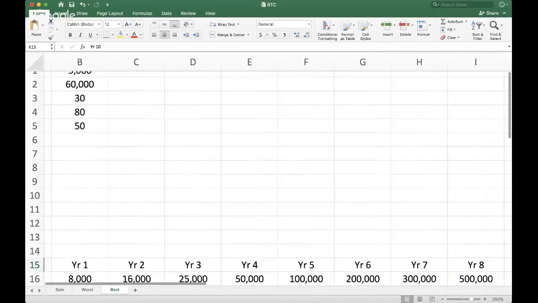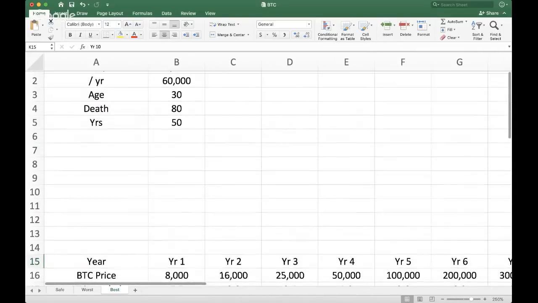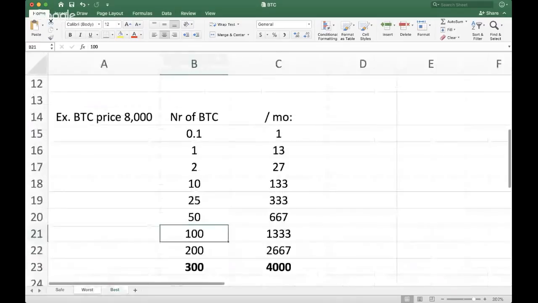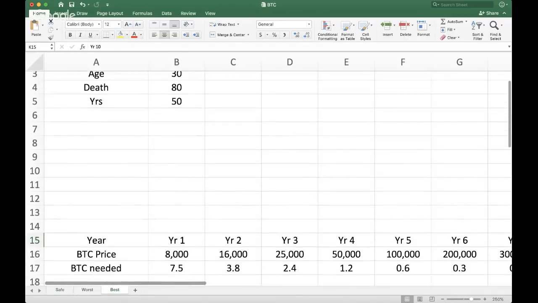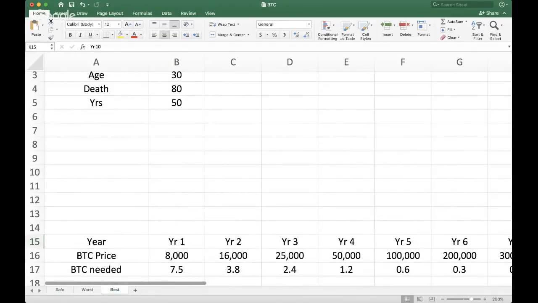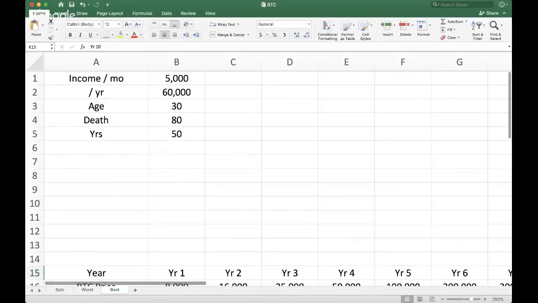Now the formula here is we're not selling it all. We're basically doing a mix of the worst case and the safe case. And what's really interesting is that here you can see how many Bitcoins you need within this year in order to fulfill your $5,000 a month, or $60,000 a year.